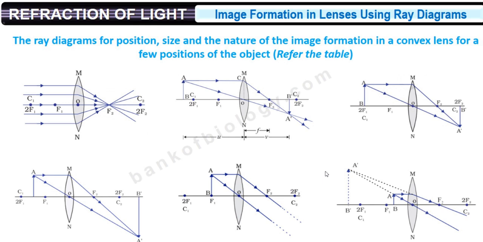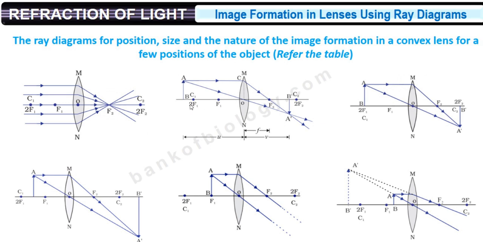And now these are some of the diagrams of the convex lens. The ray diagrams for position, size and nature of image formation in a convex lens for a few positions of the object. It is similar to the table that we saw. Now we have placed the object at infinity. The rays of light are coming, striking the convex lens, getting converged, and the image is formed at F2, point size.